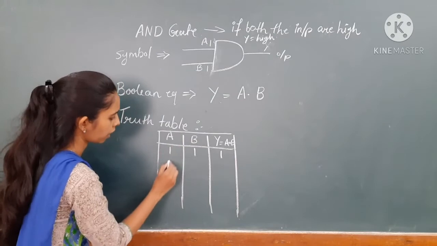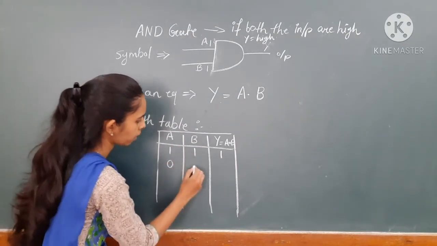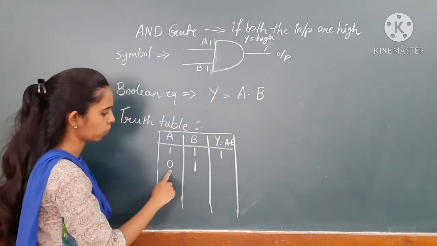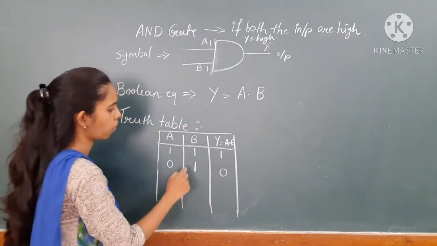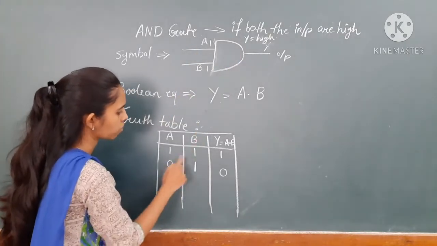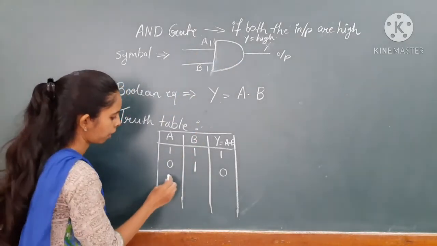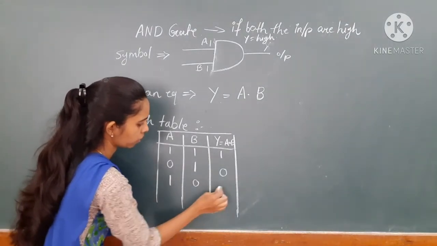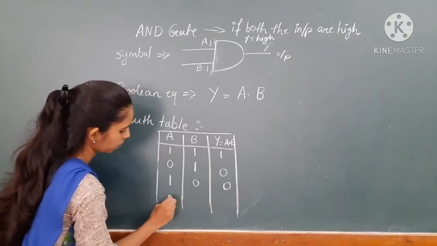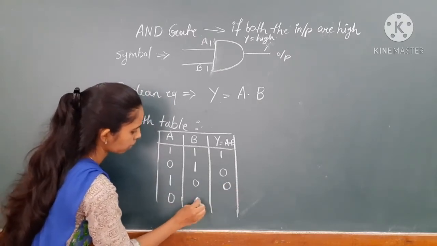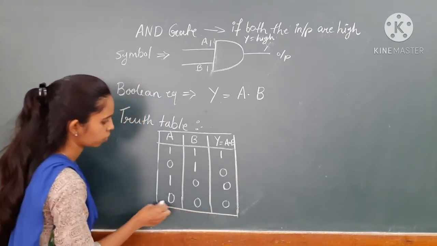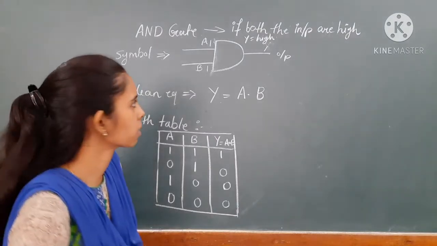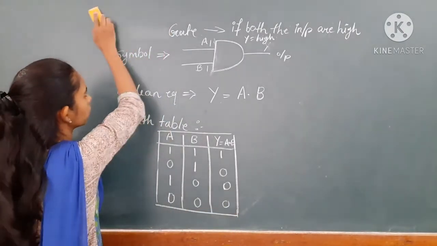Now, if A is 0 and B is 1, then what will you get? According to this statement, you will get 0, because the AND gate needs both the inputs to be high. The third combination: if A is 1 and B is 0, then also you will get 0. Then if both the inputs are 0, you will get 0. So this is the truth table for the AND gate. Now next is the OR gate.